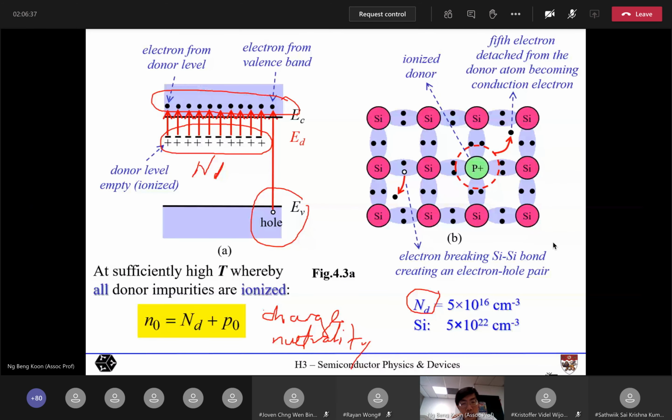Do keep this equation in mind, because later on we're going to use it to do some analysis and work out the concentrations N naught, P naught, and other quantities in the semiconductor.